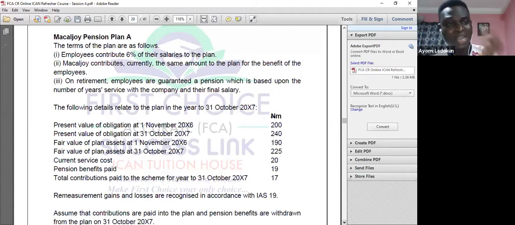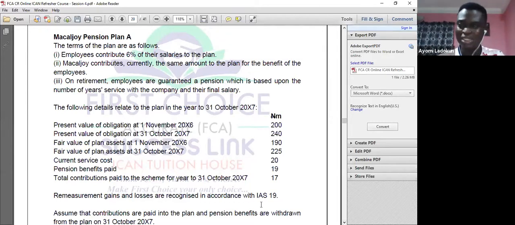Now, it said Maka Joy Pension Plan A. The terms of the plan are as follows: the employee contributes 6% of their salary to the plan. Maka Joy currently contributes the same amount to the plan for the benefit of the employee. On retirement, employees are guaranteed... When you see that, something should come to your memory. This is a defined benefit plan. Did you see that? They are guaranteed a pension which is based on a number of years of service with the company and their final salary. They now give me the details.